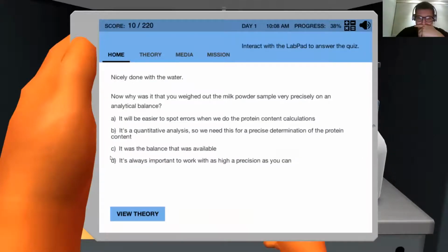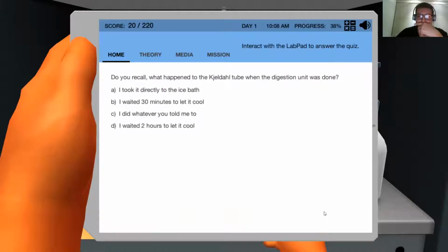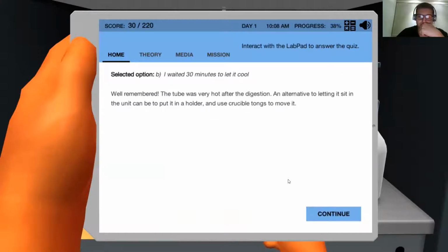Now why was it that you weighed out the milk powder sample very precisely on an analytical balance? Exactly. The protein content determined can only be as accurate to the level of precision used for weighing out the sample. Do you recall what happened to the Kjeldahl tube when the digestion unit was done? Well remembered. The tube was very hot after the digestion. An alternative to letting it sit in the unit can be to put it in a holder and use crucible tongs to move it.